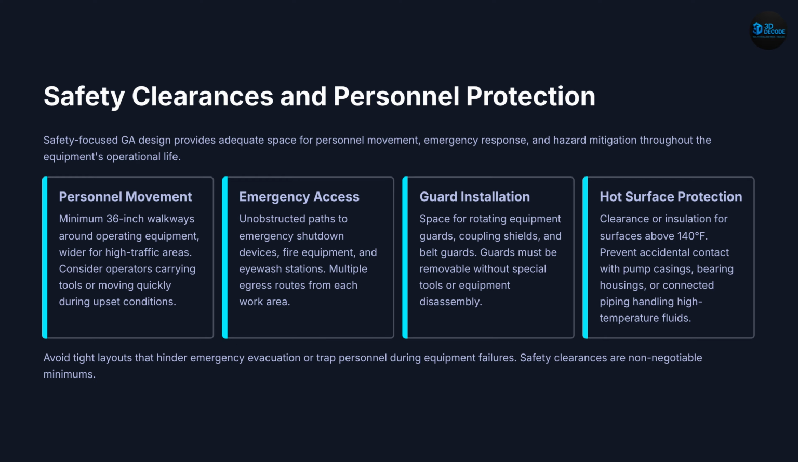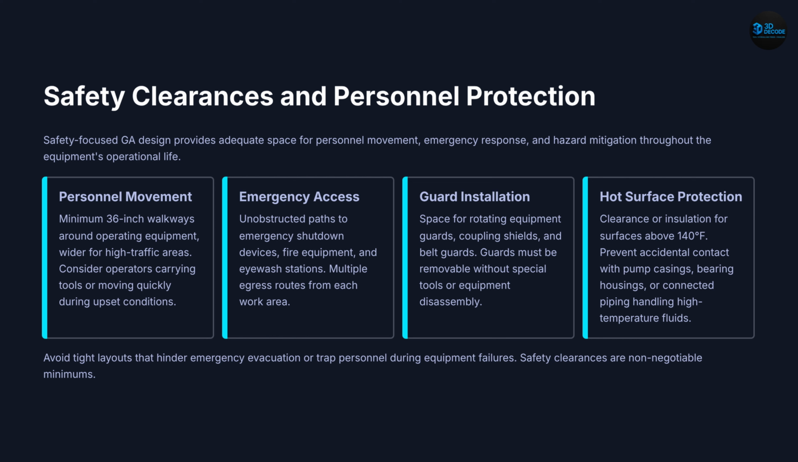Now look at this carefully. Minimum 36-inch walkways. This is not random. It's designed for safe personnel movement, even while carrying tools or reacting quickly during upset conditions. Then comes guard installation. Rotating equipment guards must be removable safely, without dismantling half the skid, without dangerous temporary methods.